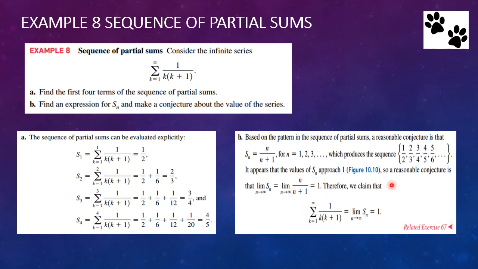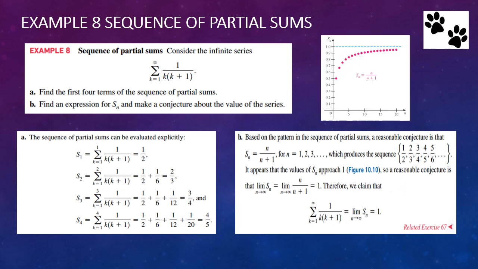It appears the values of s sub n approach 1, so a reasonable conjecture is that the limit as n goes to infinity of s sub n equals the limit as n goes to infinity of n over n plus 1, which in this case does indeed equal 1. Okay?